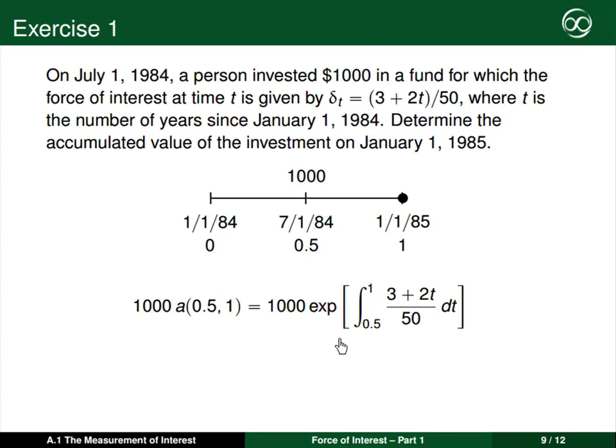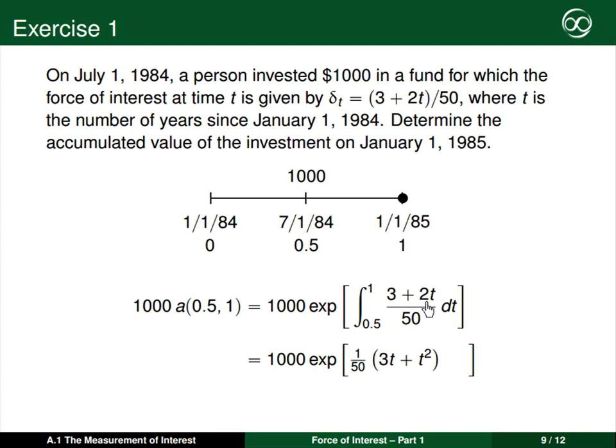So now all I need to do is perform the integration. I'm going to factor this 1 over 50 out of my integral, because I can just take constants out of the integral. And so now I just need to integrate 3 plus 2t. The integral of 3 is 3t, because the derivative of 3t is 3. And the integral of 2t is t squared, because 2t, bring the 2 down, that's 2, subtract 1, and 2 minus 1 is t.